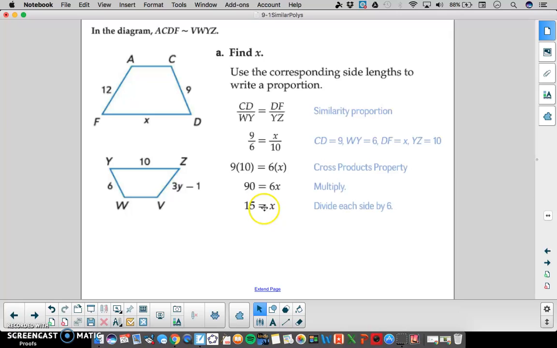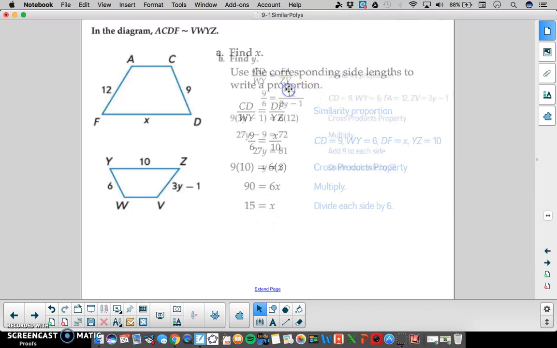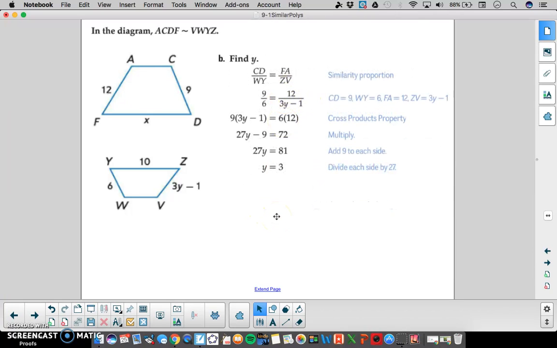So set up that proportion and then solve for the missing part. And here we would see that X is 15. We're going to do the same thing for Y. I know that 12 is going to match with 3Y minus 1. That side AF is proportional to VZ. And I just use two other sides that I know will match up, and solve that resulting proportion.